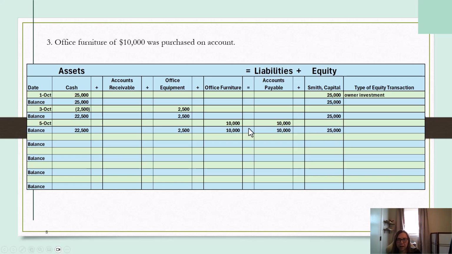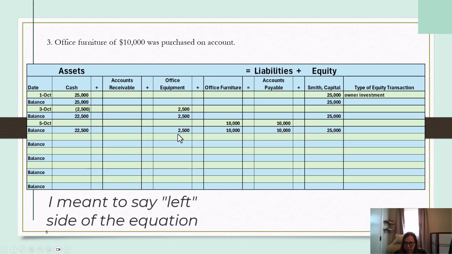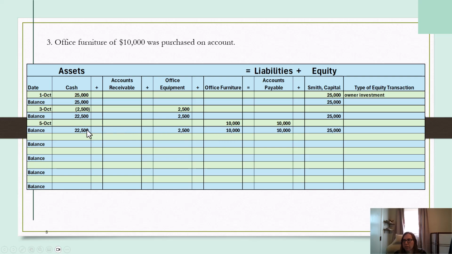So if you were to add up the equation right now, you would have $35,000 on the right side of the equation, the $10,000 plus $25,000, and then you would also have $35,000 on the left side of the equation. $22,500 plus $2,500 plus $10,000, those would add up to $35,000.